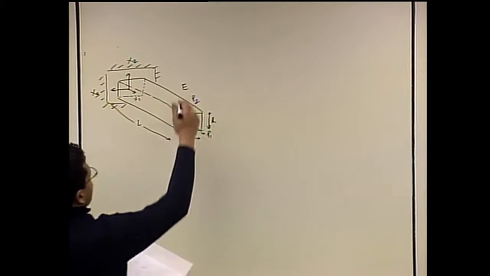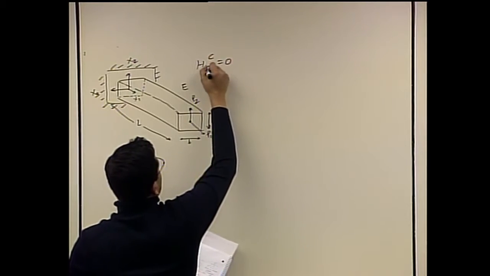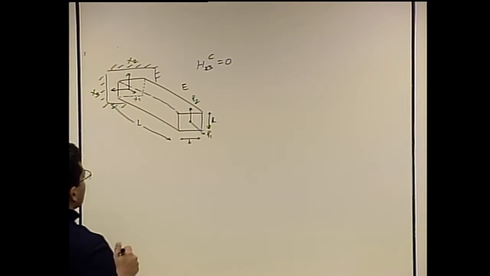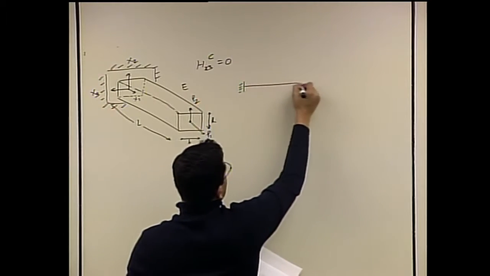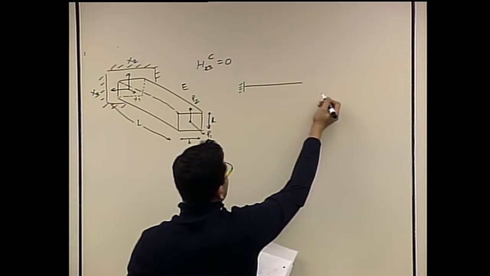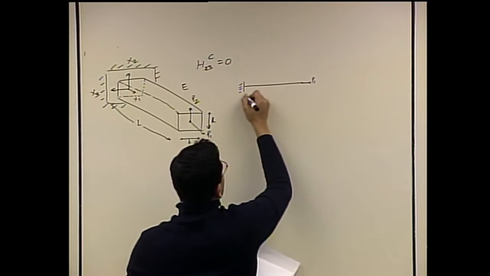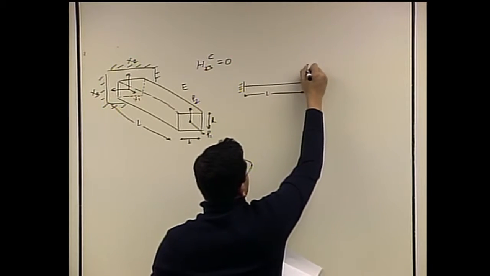Okay, so we know that H23C is going to be 0 because there is a plane of symmetry. And we know that we are evaluating everything at the centroid. So if you want to represent this problem as a 1D beam reference line, essentially there is an axial load P1 at the tip, and there is a transverse shear force P2.